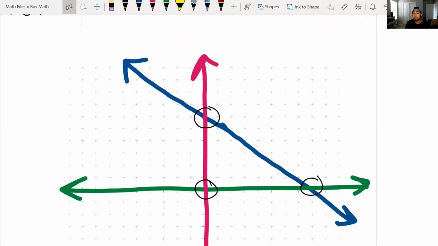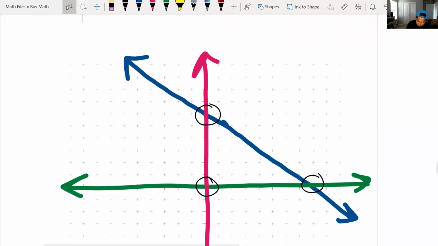Okay. Last part is to pick a test point. So again, we don't really care about the green line or the pink line. We just want to pick a point above or below our blue line. So we can go ahead and again pick 0, 0. Let's pick 0, 0. All right.